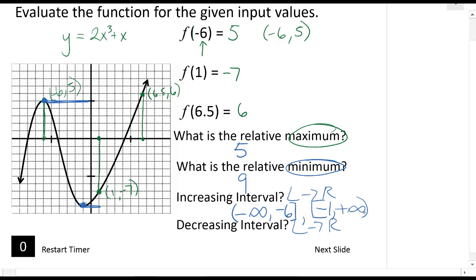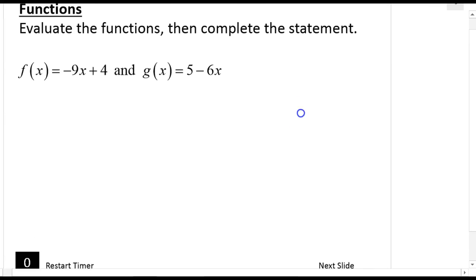Okay? Now the decreasing interval is where it's going down. And it goes down from this point here, we're at the x value of -6, and then stops at the x value of -1. So the decrease starts at -6, ends at -1, and then we put brackets around it to show that it's actually starting at an actual value, or a finite value.